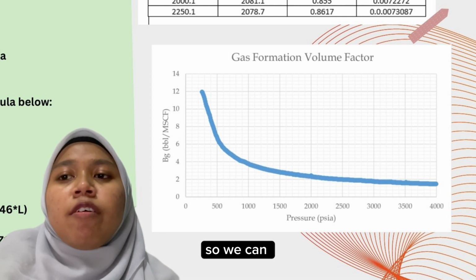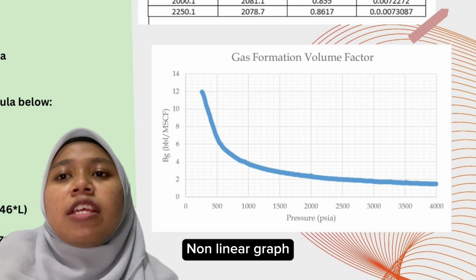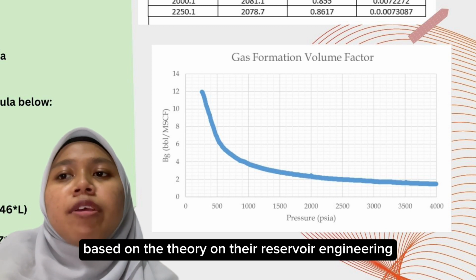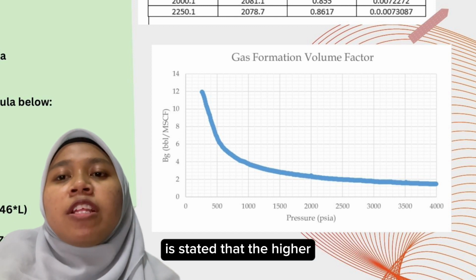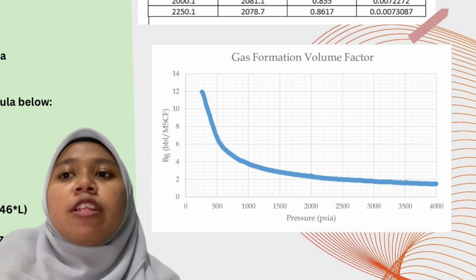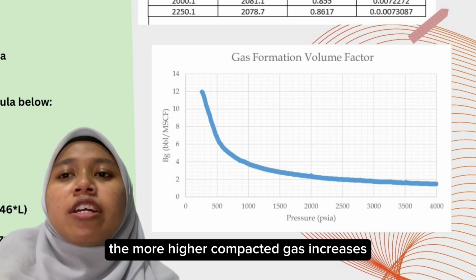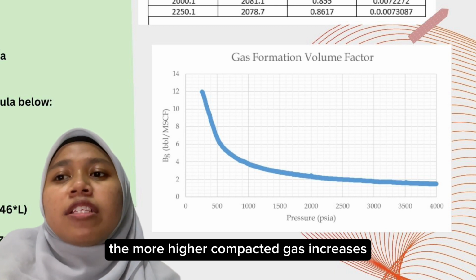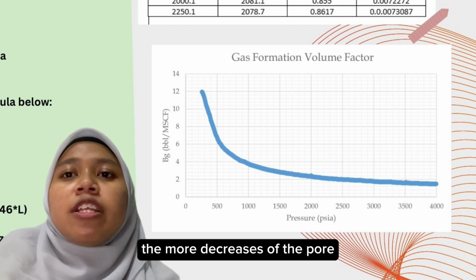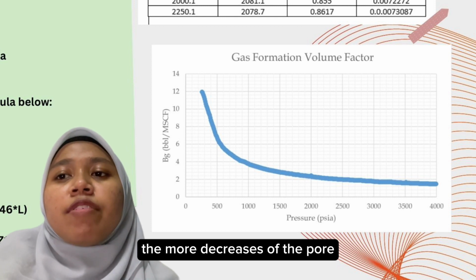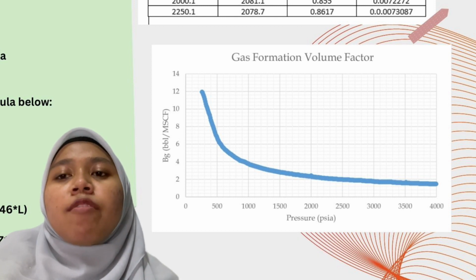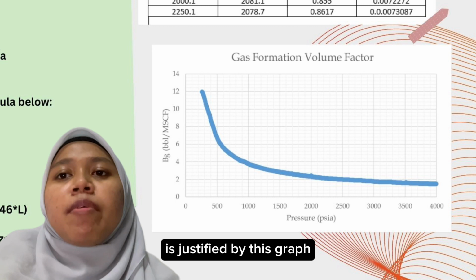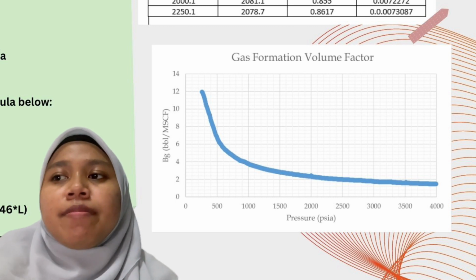So we get a nonlinear graph. Based on the theory in reservoir engineering, it states that the more the gas is compacted, the more the pore decreases. It is justified by this graph.